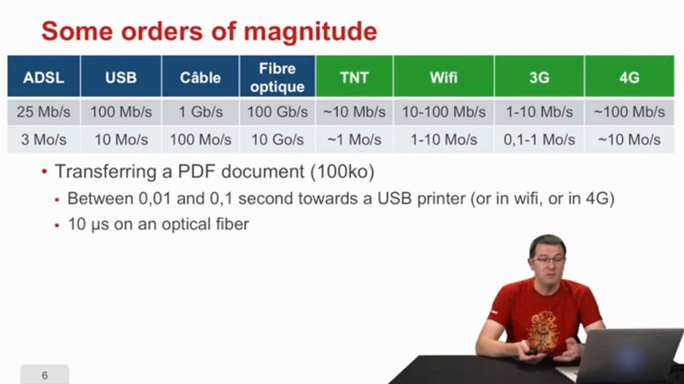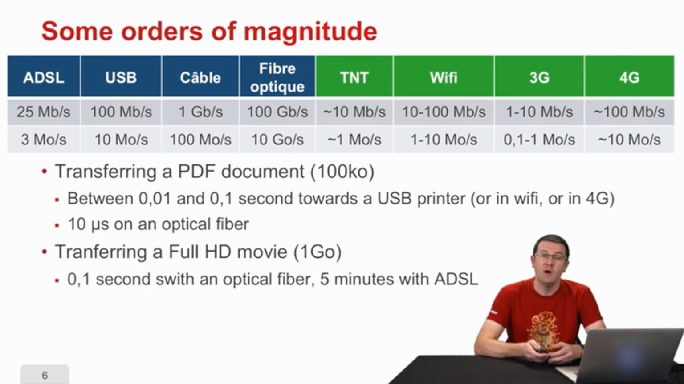Imagine you want to transfer a PDF document from the computer to a USB printer. Let's say the PDF weighs 100 kilobytes approximately, so a rather classic PDF will take a tenth or a hundredth of a second to send to the printer via USB. Transferring it via Wi-Fi or 4G to somebody else will take around the same time. Now transferring that file with an optical fiber will be much faster, a few microseconds, because the optical fiber has an enormous output. Now let's take another document, a full HD movie, for example, a few gigabytes, on an optical fiber, now that can take a second, or a tenth of a second, depending on the fiber's quality, etc.